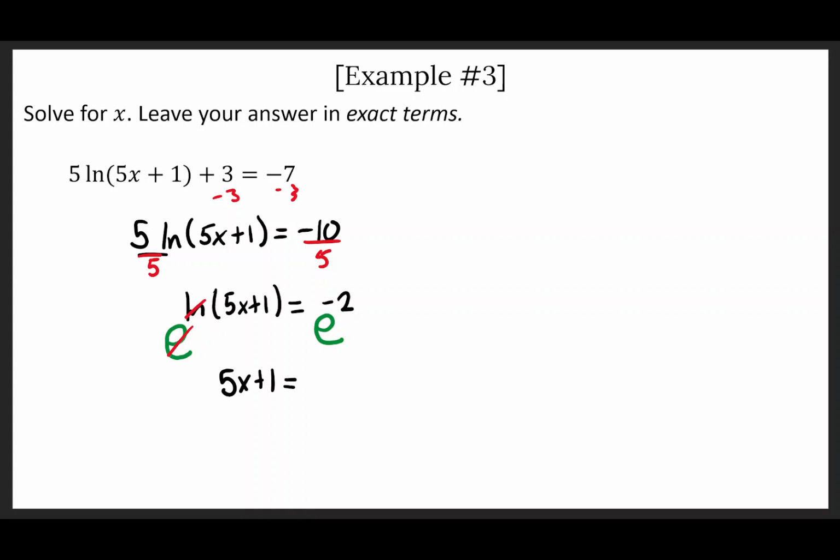e to the negative 2. If you try to throw that into a calculator, you're going to get some ugly decimal, so forget it. Don't worry about the decimal. Just leave it as e to the negative 2. Who cares what it is? We're supposed to write our answer in exact terms, no decimals.